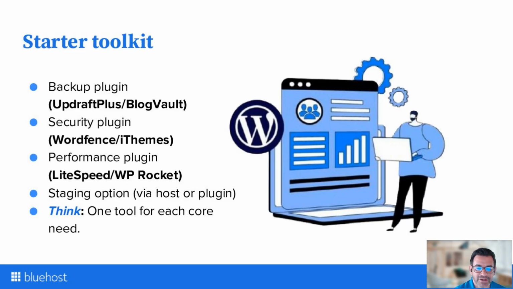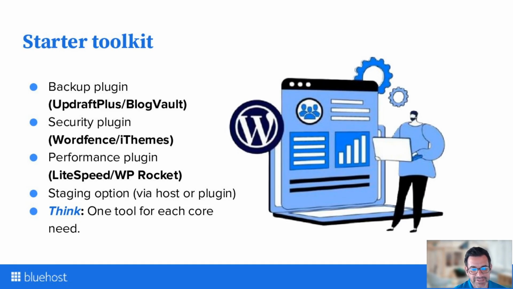Putting everything together, like we mentioned, we want to back up. So we want to use something like UpdraftPlus or BlogVault if your hosting provider doesn't already have a solution for you. For security, Wordfence and iThemes are what you would look at. My recommendation is just Wordfence. They have been around for a long time. And on the performance plugin, again, you only want to have one. If your hosting provider doesn't already have some sort of caching solution included, then I would recommend WP Rocket.